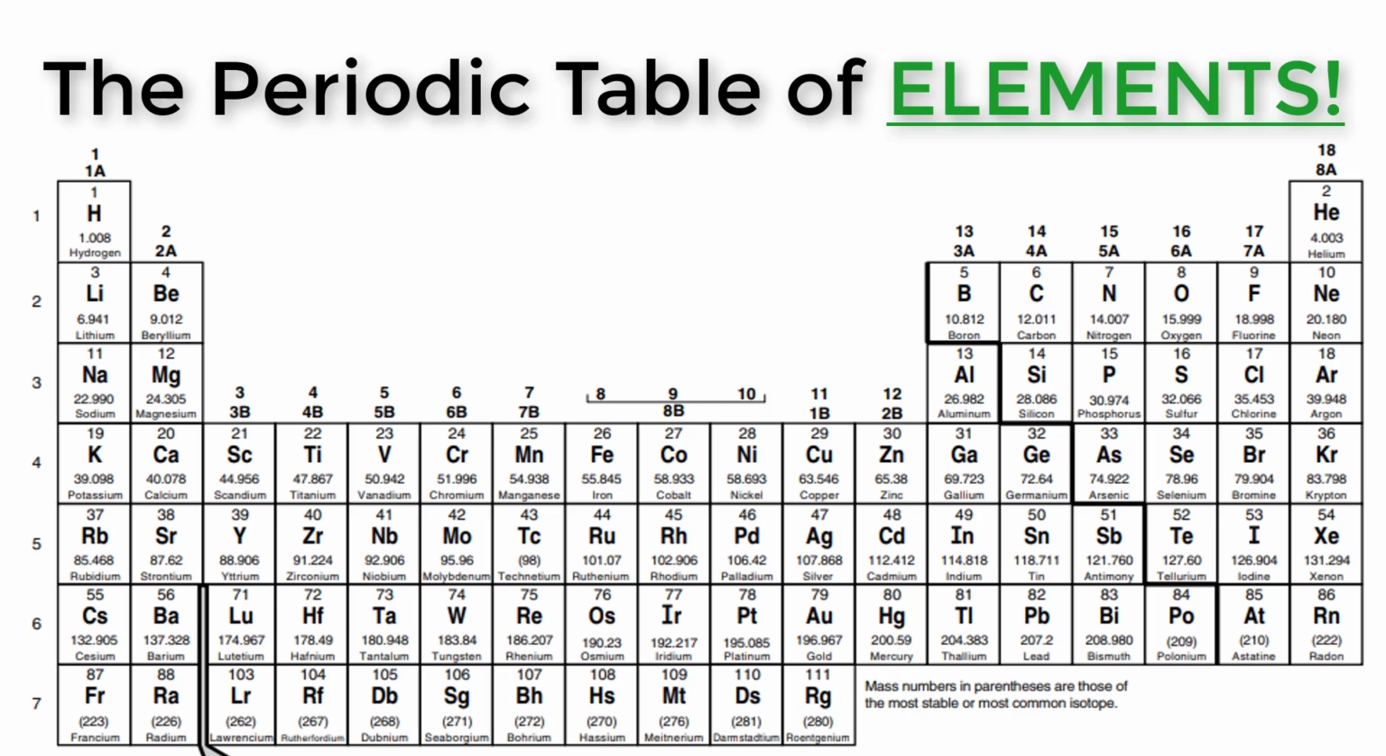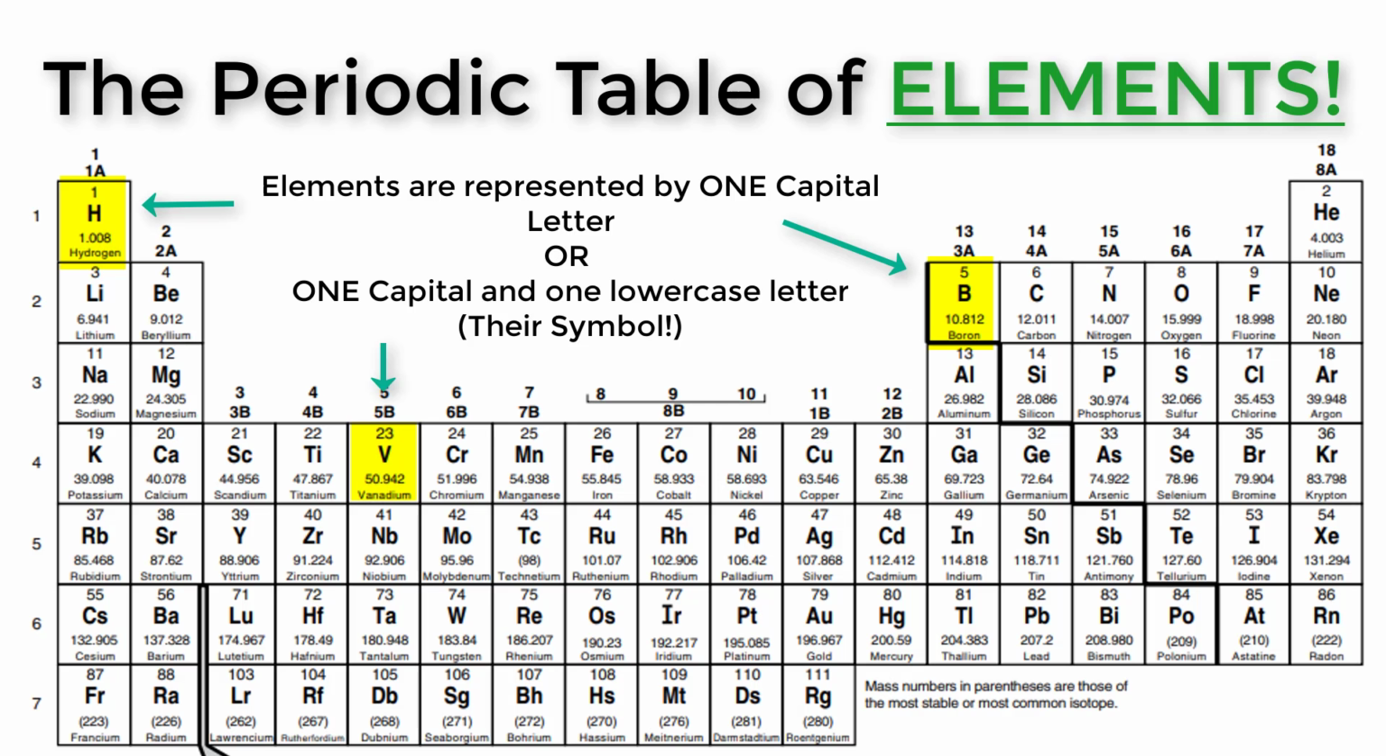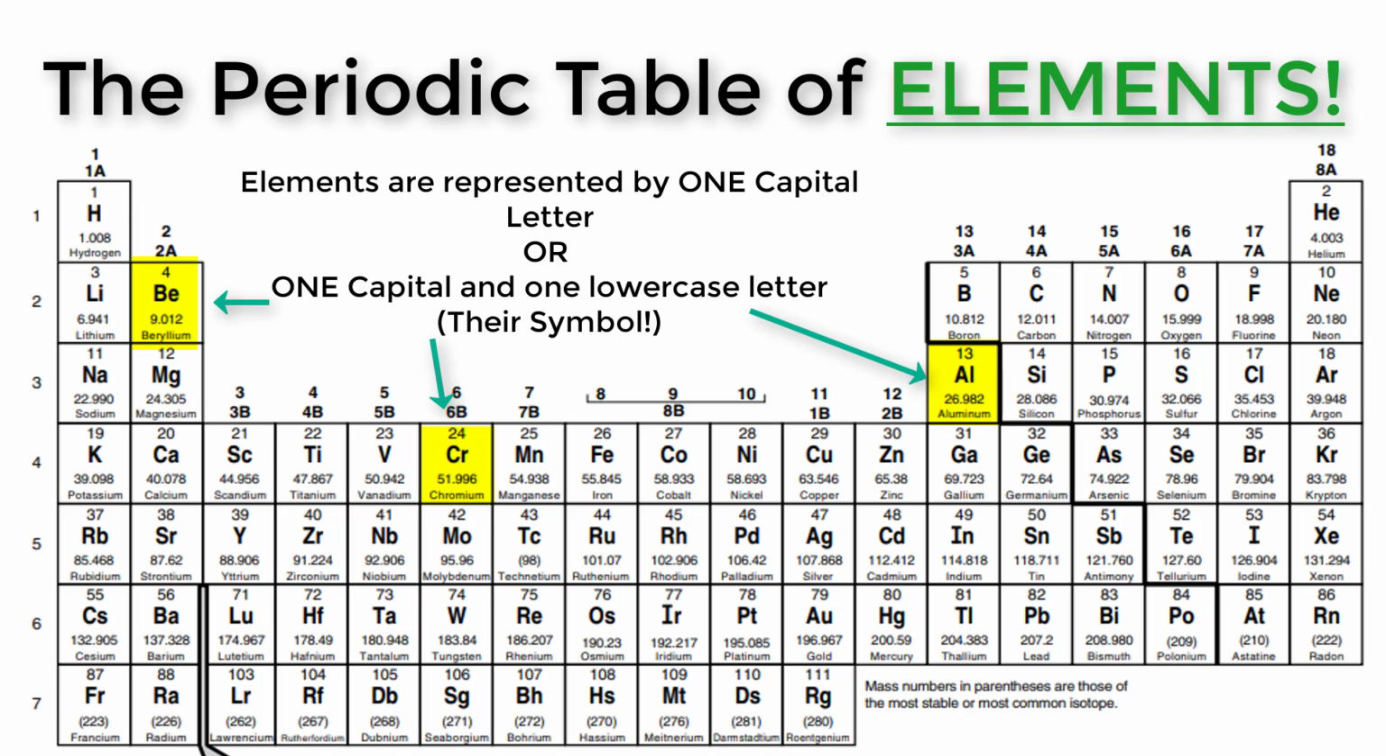This is an element, and this is an elemental symbol. Do you know how I know? Because it's on the periodic table of elements. Elements are represented by one capital letter, or one capital letter and one lowercase letter. If you ever need to verify if something is an element, this is the place to go.